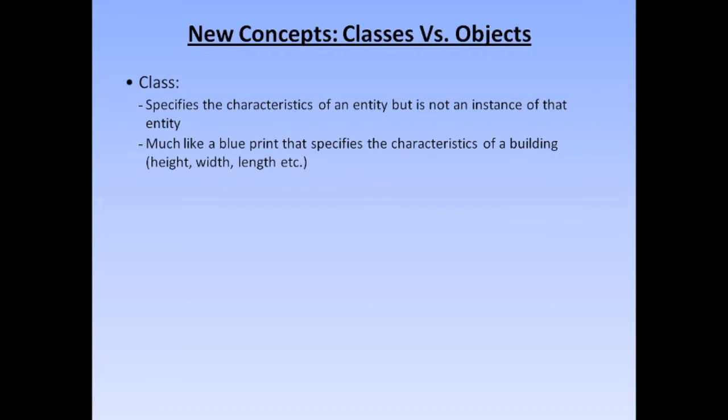Much like a blueprint that specifies the characteristics of a building, that is its height, its width and length, etc., so does the class hold the characteristics of an entity. The blueprint in itself is not the building, but when it is concretized, it becomes a building. In the same fashion, the class specifies the characteristics its objects will have, but it is not itself an object or an instantiation.